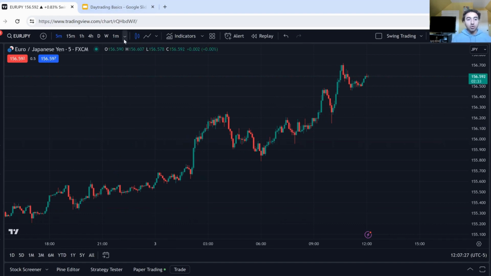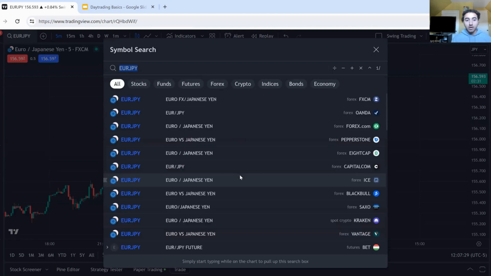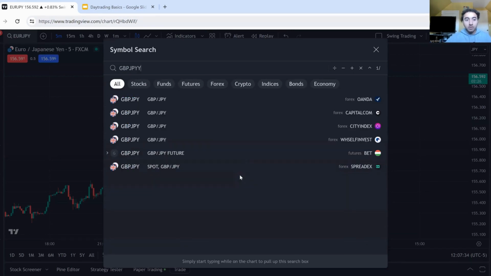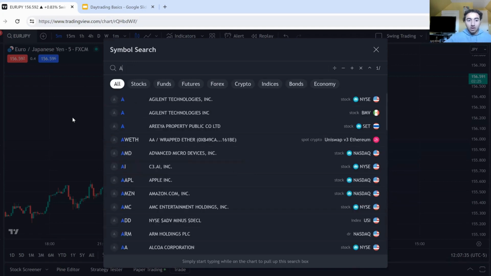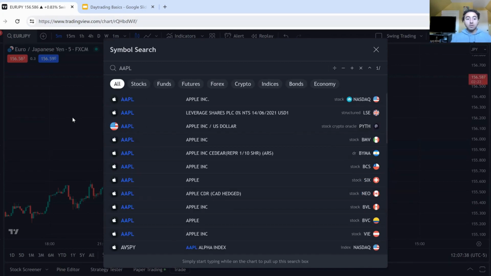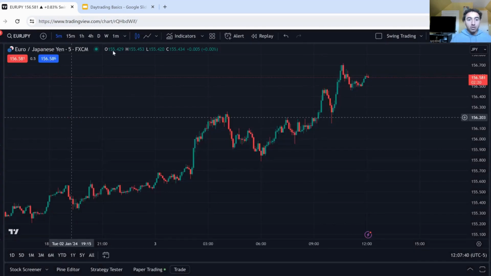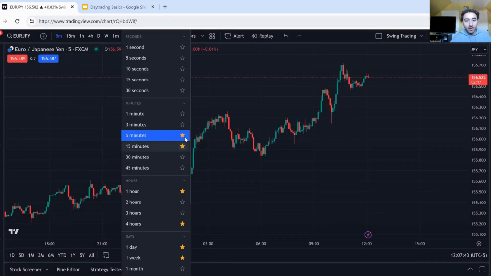So over here, guys, you're going to have the pair you want to trade. If you want to trade GBP JPY, you can click that, type it out, and it'll show up. If you're trading a stock like Apple, you can also click that and it'll show up eventually. Bam. These are the time frames you're going to want to trade from. I have a bunch of time frames marked out, even though I don't really use a lot of these.